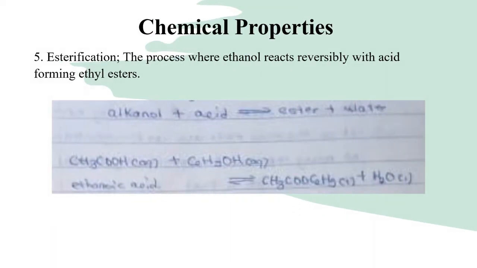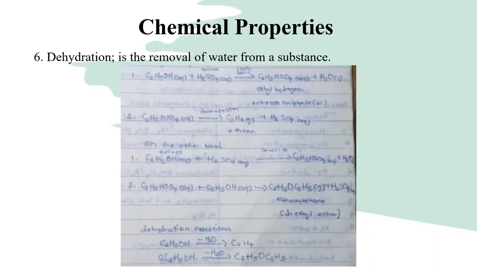Esterification. This is a process where ethanol reacts reversibly with acid forming alkyl ester. Number 6, we have dehydration, which means removal of water from a substance.